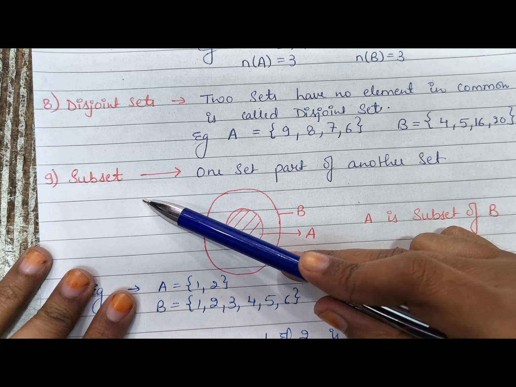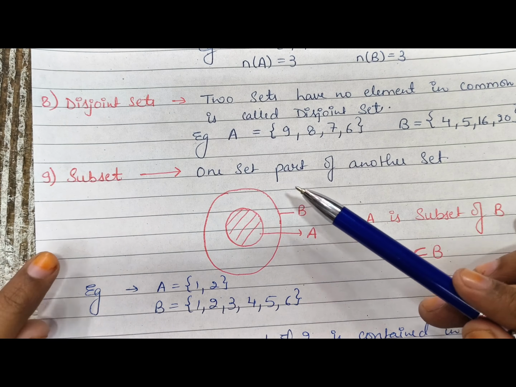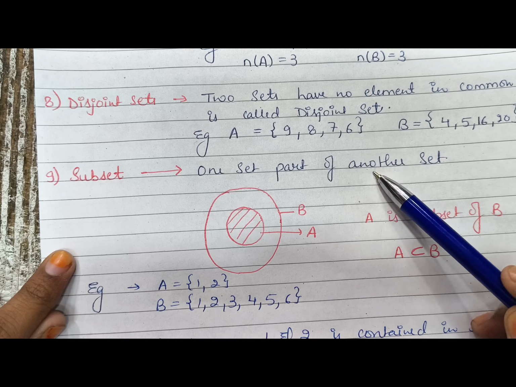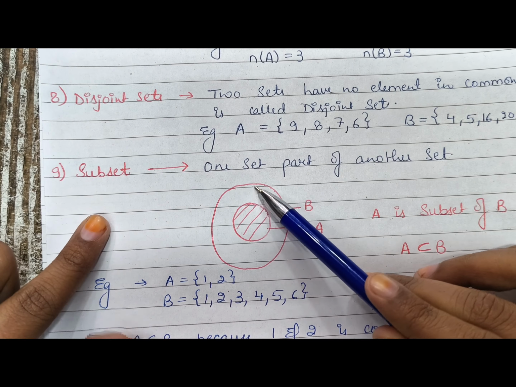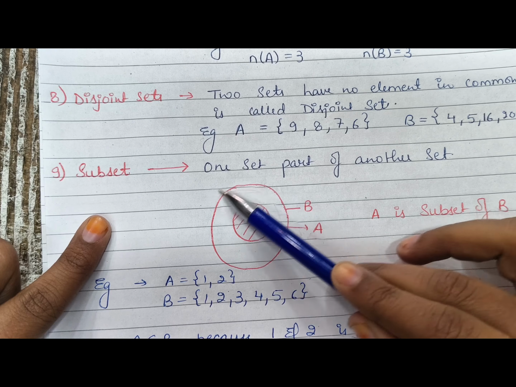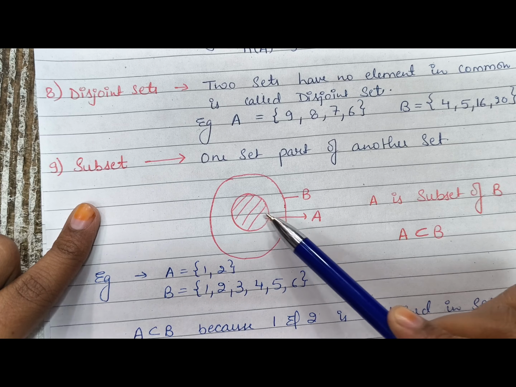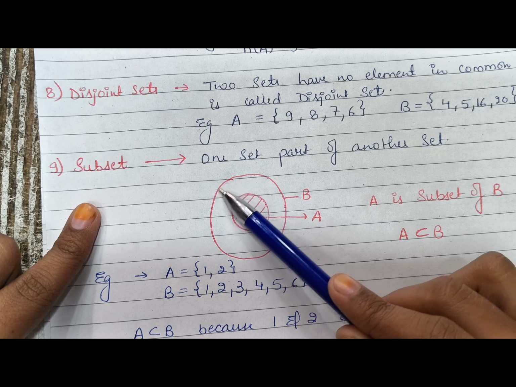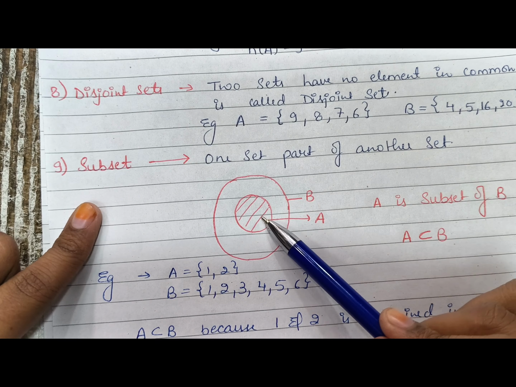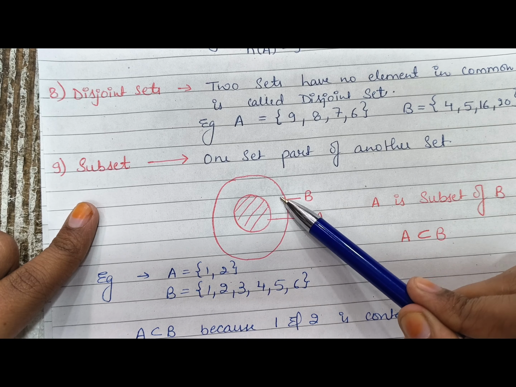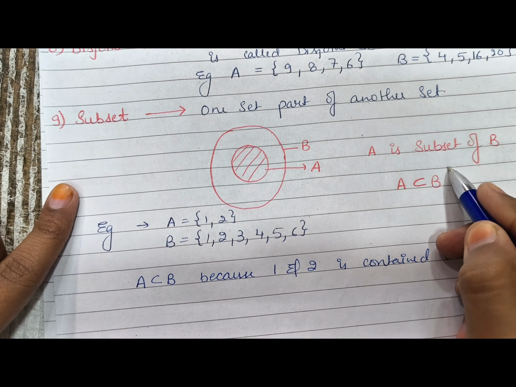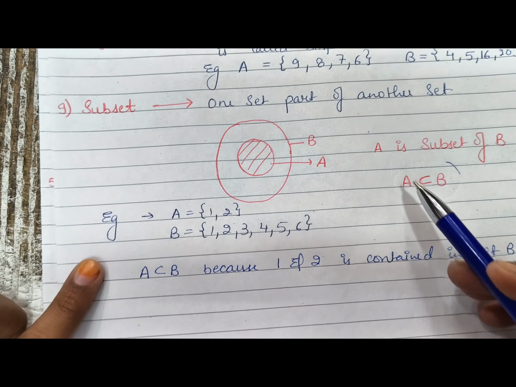Then we come to subset. What is a subset? One set that is part of another set. For example, this big circle is set B and this small circle is set A. Now, the small circle is a part of the big circle. A is a subset of set B. This is the symbol of subset.